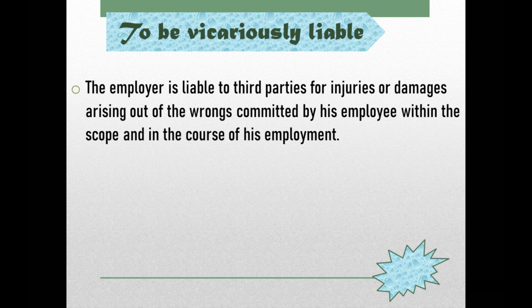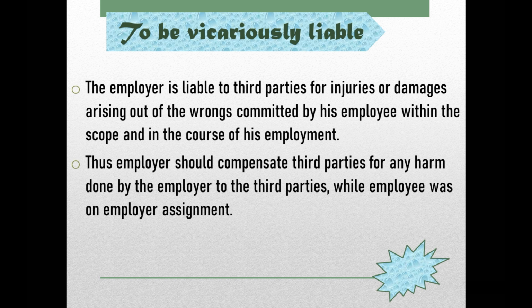The other duty is to be vicariously liable to third parties for injuries or damages arising out of wrongs committed by his employee within the scope and in the course of his employment. Thus, employer should compensate. That is what we are saying. Employer should compensate third parties for any harm done by the employee to the third party while employee was on employer's assignment.